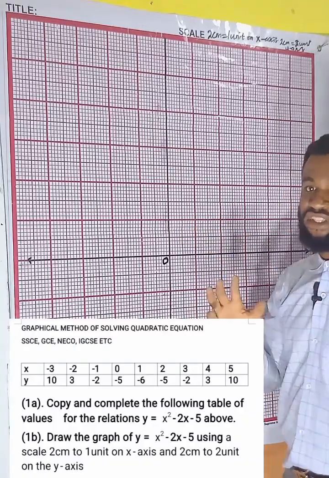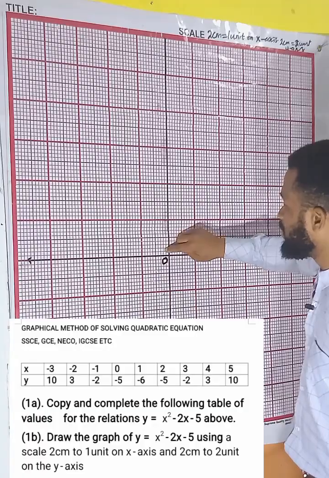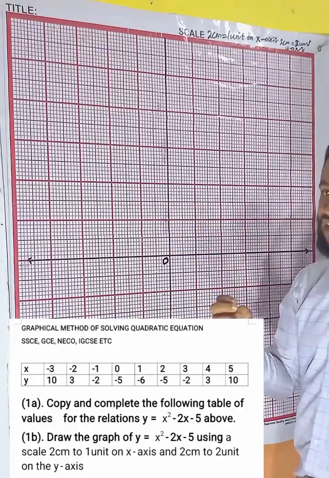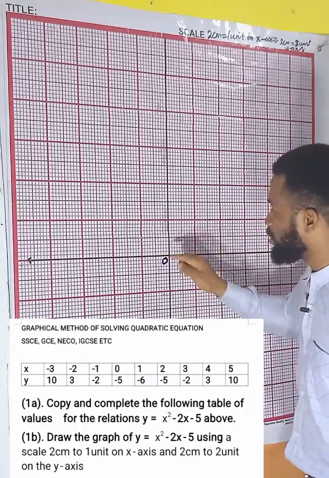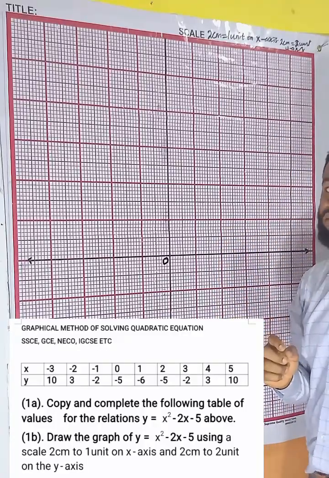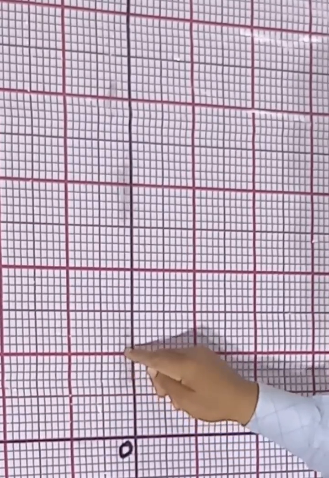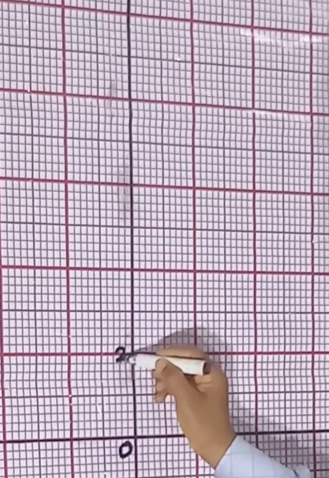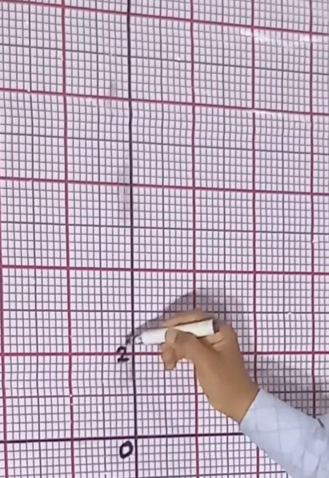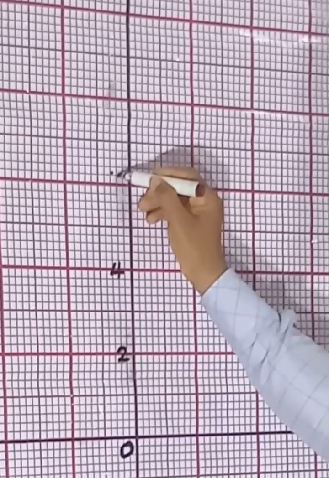Now, in your standard graph paper, every 2 cm means 10 lines. So I'm going to count all these small lines you are seeing. For every 10, I will count. It will be 2 cm. So I have 1, 2, 3, 4, 5, 6, 7, 8, 9, 10. So this is my 2 cm. The next one is going to be 4 from 0. The next one is going to be 6.